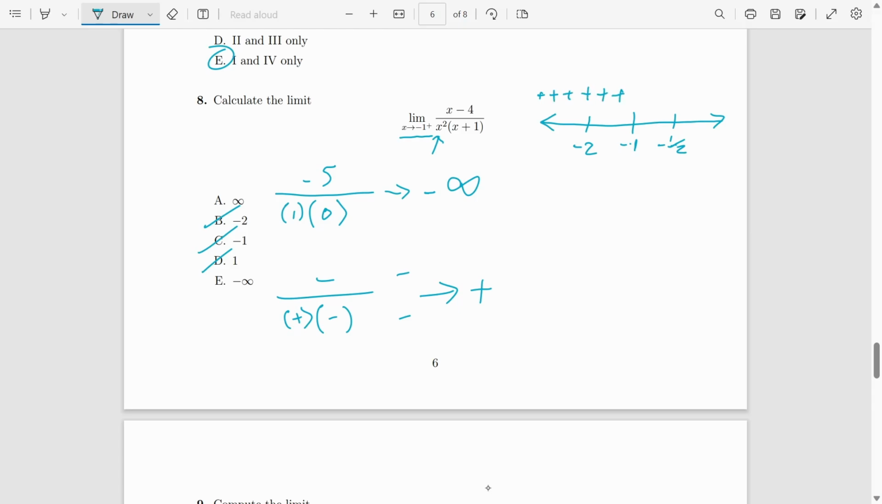Okay, so now we do the same thing for the other side. We plug in -1/2. So again, we're just looking for the sign of everything. So -1/2 minus 4 is some fraction that is negative. I don't really feel like figuring out what that is. And -1/2 squared is positive. -1/2 plus 1 is positive this time.